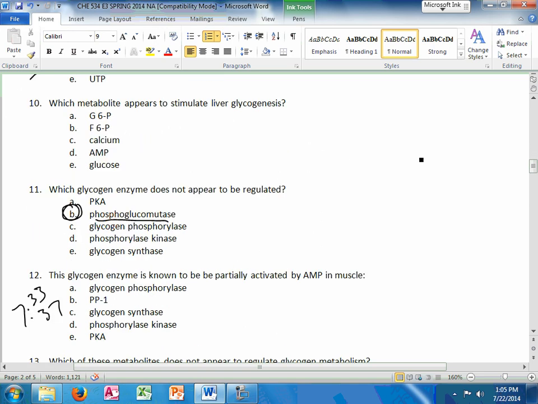Which metabolite appears to stimulate liver glycogenesis? The same way I crossed out glycogenolysis and wrote degradation, I would always just write synthesis here. That just helped to keep it straight in my mind. So if you're making more stored glucose, glucose is the answer. If you're going to synthesize more stores, you need supplies to do so.